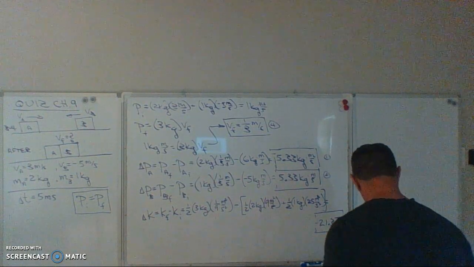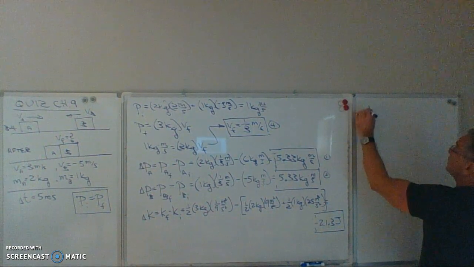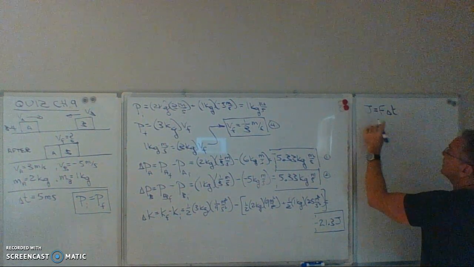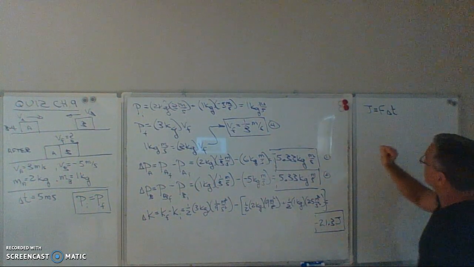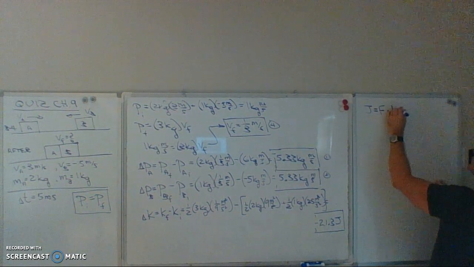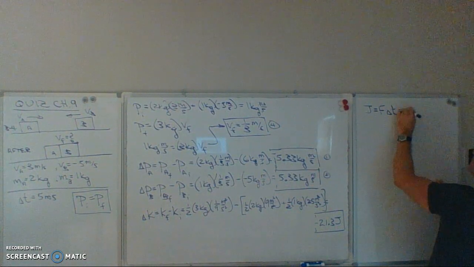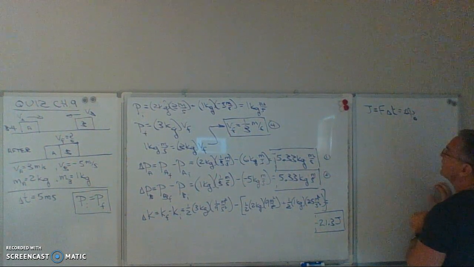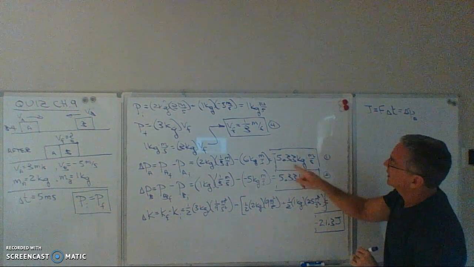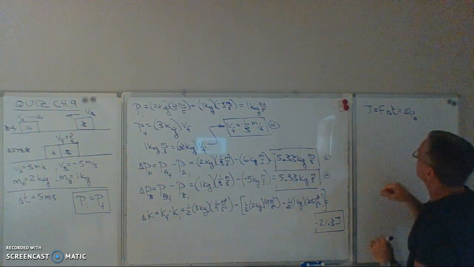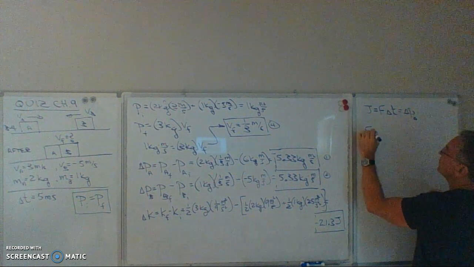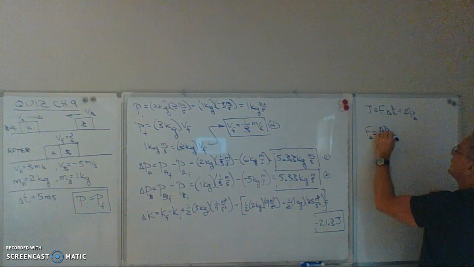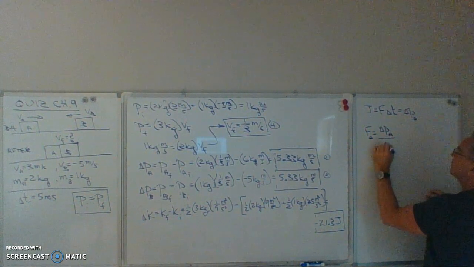Okay, so now the last part, we use that the impulse is equal to the force times the time the force is applied, and we know that time is 5 milliseconds. We want to find the average force, and the impulse is also the change in the momentum. Okay, so let's find the change in the momentum of block A. We've already found that to be negative 5.33 kilograms meters per second. We know the time, so the force acting on block A will be the change in the momentum of block A divided by the time of the collision, delta T.